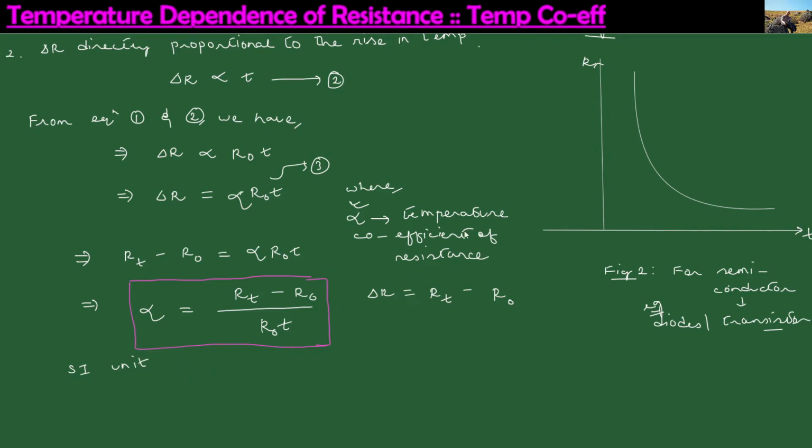When you look at this expression of alpha, from here, the numerator term is resistance, so it should be ohm, and on the denominator term, R naught is also ohm, and over here it will be degree C. So ohm and ohm will get cancelled, and you'll get only degree C inverse. This is the SI unit.